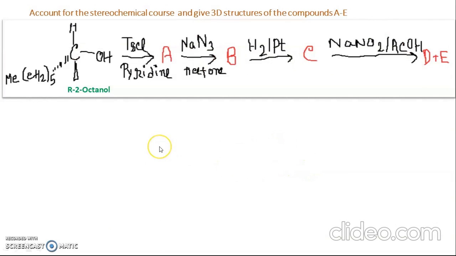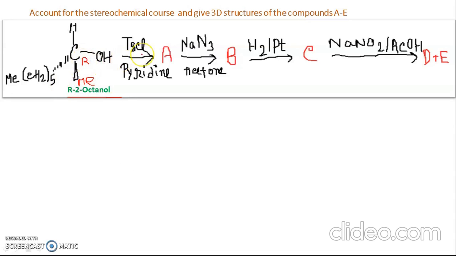Next we have a large question which will take some more time. Account for the stereochemical course. Stereochemical course means we have to determine the stereochemistry of each of these unknown products A, B, C, D, E, etc. And we also have to give the 3D structures of all these compounds from A up to E. The first molecule, our starting material, is R-2-octanol. This is a methyl group here. So this is the R configuration.